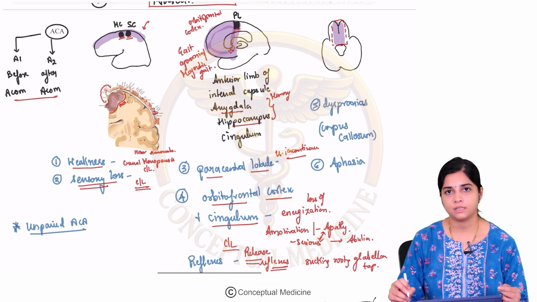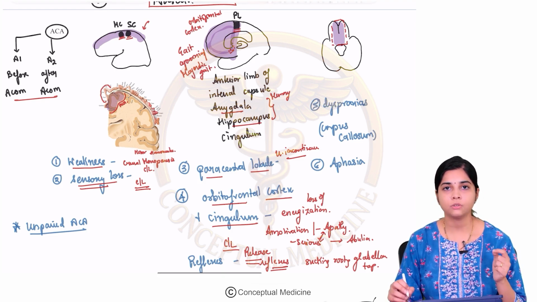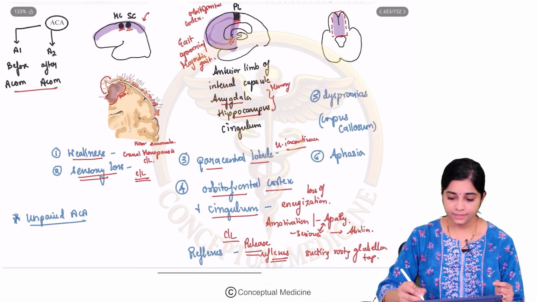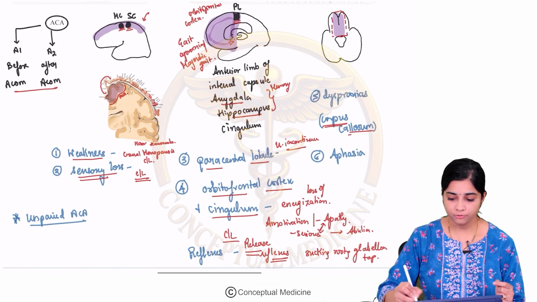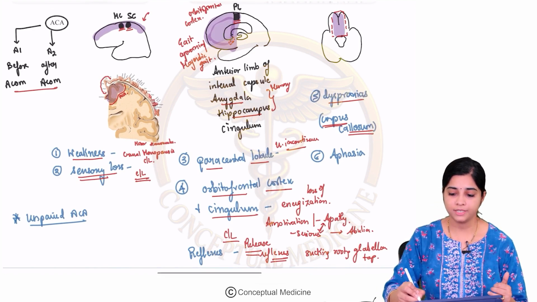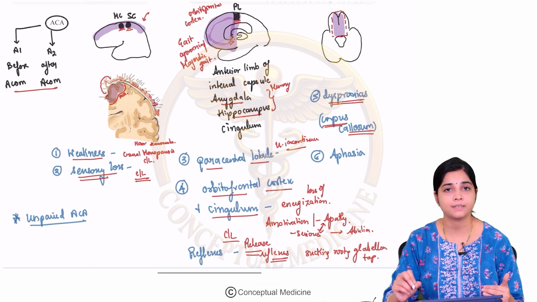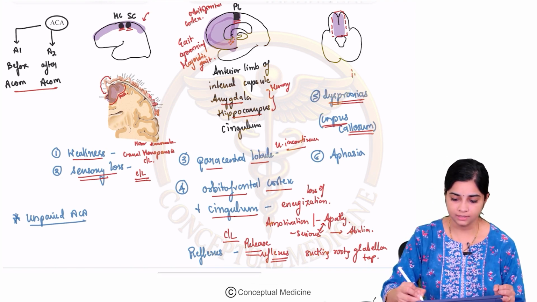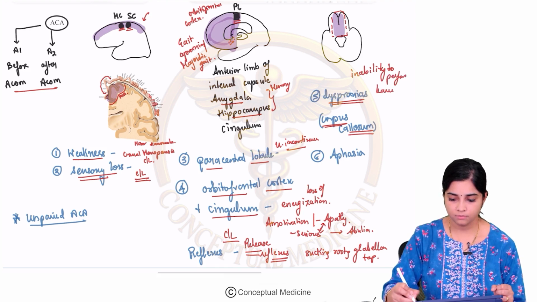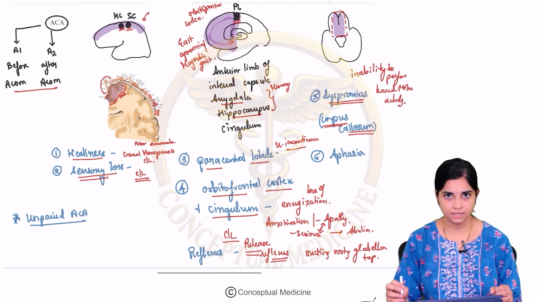This is also seen in another condition, which is your NPH, or normal pressure hydrocephalus, right? Then there can be corpus callosal involvement, so the anterior limb of the corpus callosum is involved. Because of damage to this, you can have dyspraxia. Dyspraxia or apraxia means inability to perform a learned motor activity. So there can be dyspraxias.